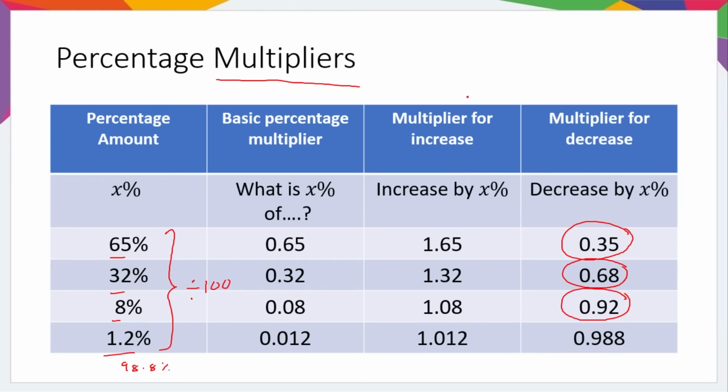Maybe just to train yourself, pick a number at random between 0 and 100. Let's just say 15. What's the basic multiplier for 15%? Easy, 0.15. For a 15% increase, 1.15. And for a 15% decrease, 100 take away 15 is 85, so 0.85. And remember, these are the figures that you would multiply by the total that you're trying to work out a percentage of, or to increase by a certain percentage, or decrease by, in this case, 15%.